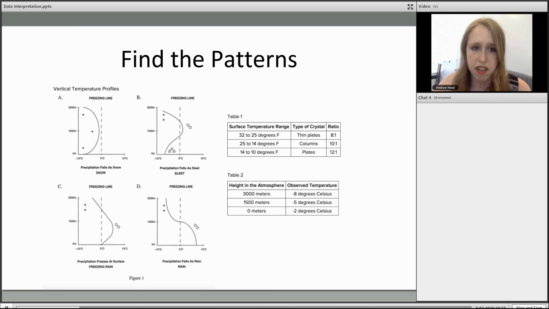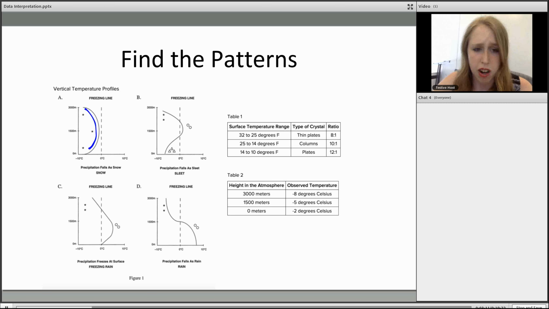So let's begin. First, we want to talk about finding patterns. So here are some examples of the patterns we're going to see in this passage. On the left-hand side, we have the vertical temperature profiles. The vertical temperature profiles show us four diagrams, and we're looking at how precipitation falls. So we see that in figure A, we're only looking at some really cold temperatures, so -10 degrees Celsius. Precipitation is going to fall as snow along this curve.